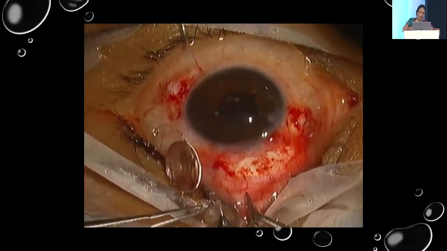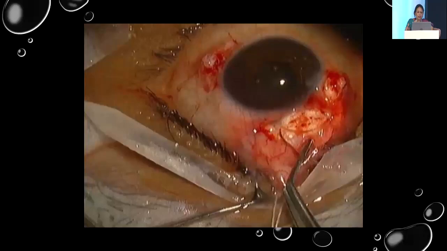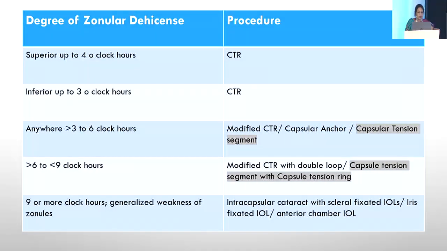So not all these things, every surgery has to be tailor-made, and one has to decide what particular device has to be used and what technique has to be used. So just to summarize, if it is a superior 4 o'clock hours subluxation, you can go in for a CTR. Inferior up to 3 o'clock hours, you can go for CTR. Inferior subluxations are more dangerous, so one has to be a little careful. Anywhere between 3 and 6, my choice nowadays is a capsular tension segment, which I combine with a CTR.